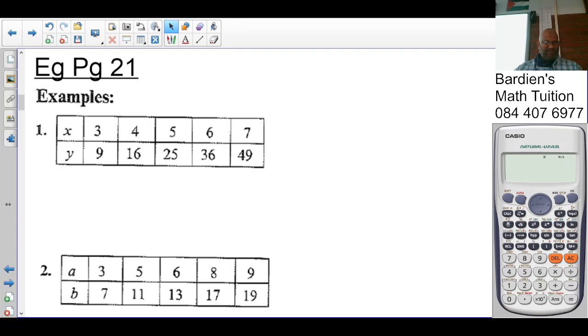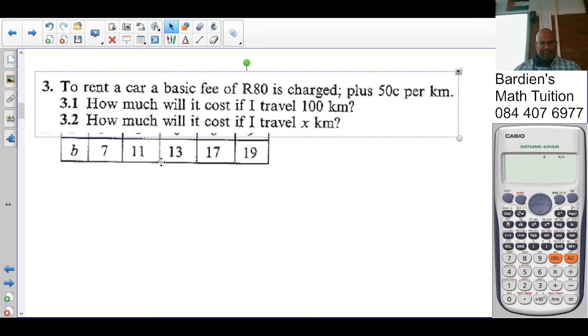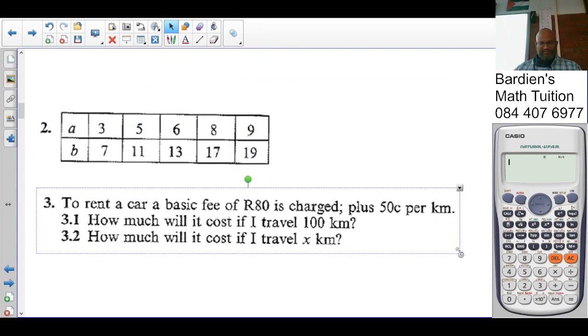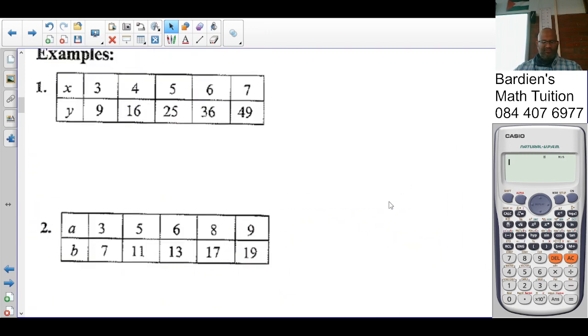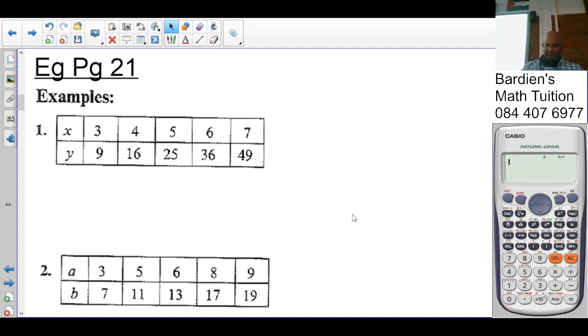You guys finish with number 1? Yes, okay. You finish writing it down, you got the formula, okay? So you got x and y. So if x is 3, y is 9. If x is 4, y is 16. If x is 5, y is 25, x is 6, y is 36, 7 and 49.